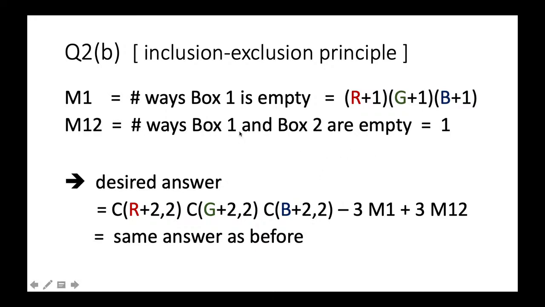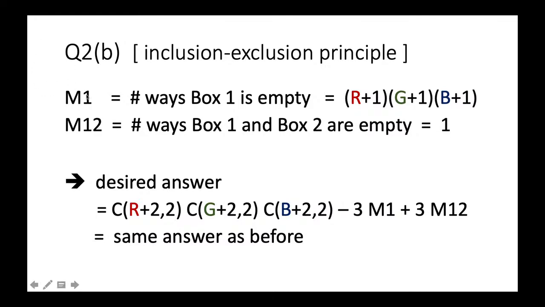What we want to do here is apply the inclusion-exclusion principle. We define something similar to before. We have M1 here. This time, M1 just requires box 1 to be empty; it doesn't care whether box 2 or box 3 are empty or not. And then M12 just requires that box 1 and box 2 are empty, and it doesn't care whether box 3 is empty or not.